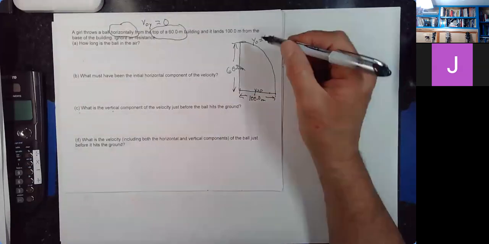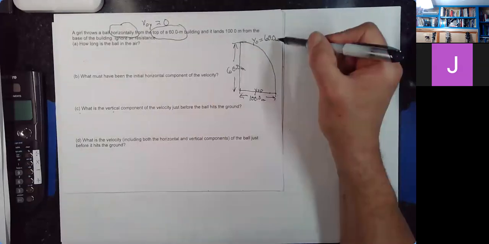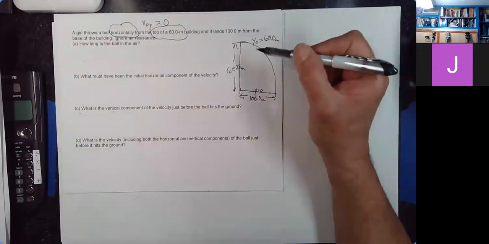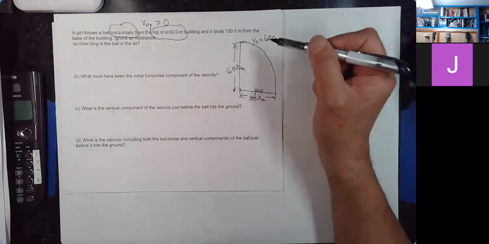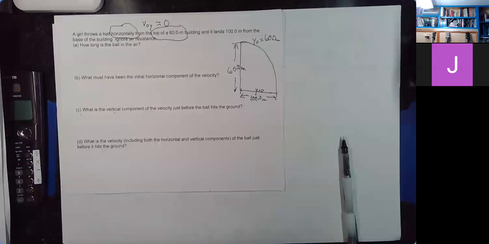I know v naught y is 0. I know y naught is 60 meters. And I know at the end it's going to be down there on the ground. And so from that, can I figure out how long it's in the air? Yes, I can.